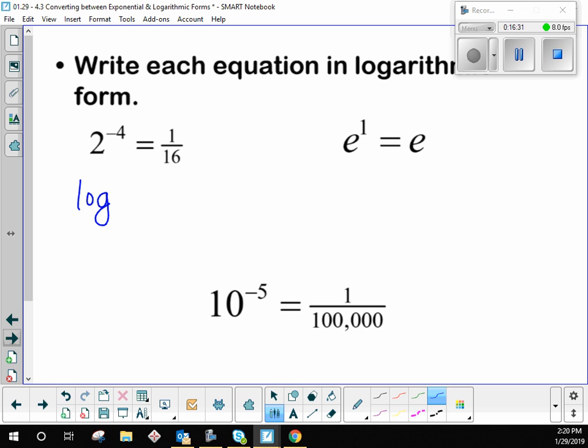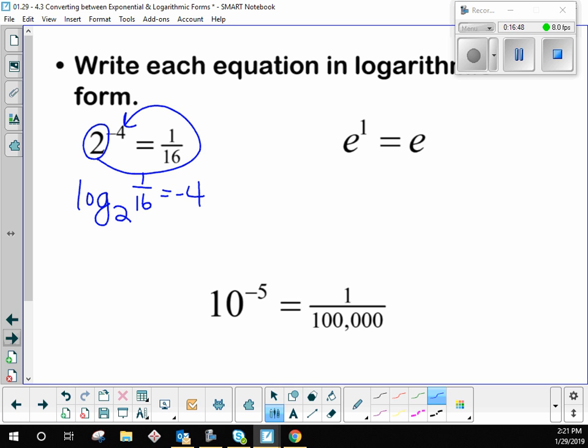All right, so for this first one, here's the base. Do I go left or right to get to the other side? So it's log base 2 of 1/16 equals -4.